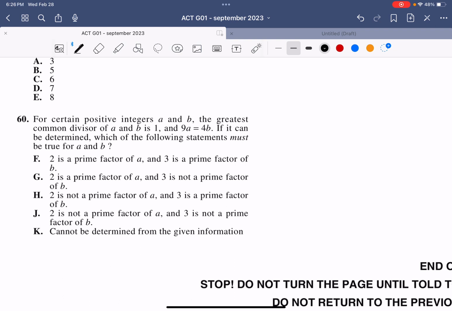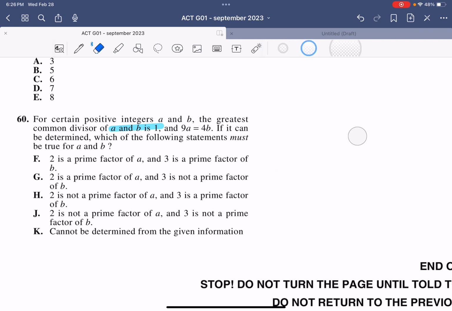So if the greatest common divisor of a and b is 1, what they're really saying is, as an example, if a happened to be 7 and b happened to be 5, the factors of 7 are just 1 times 7, and the factors of 5 are just 1 times 5. So all this problem is saying is that the only factor those two numbers, a and b, have in common would be 1.